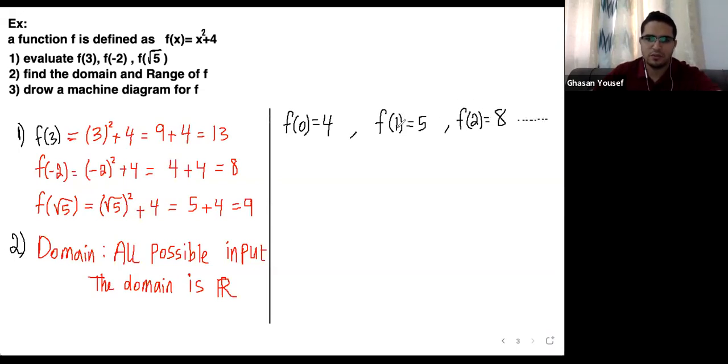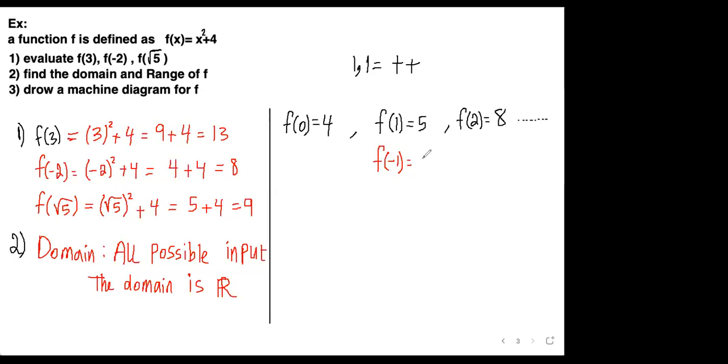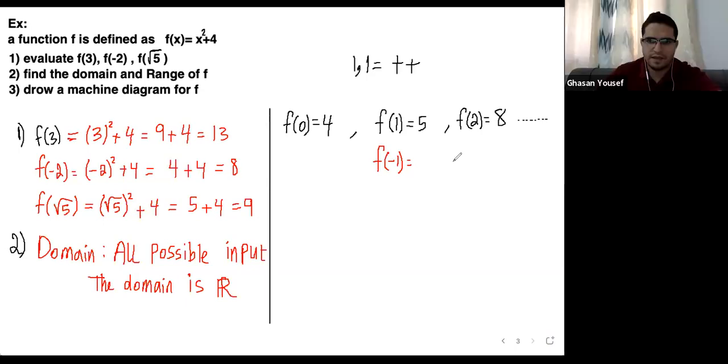If I also plug 1.1, for example, they will give me a positive number, but this positive number is greater than 4. The positive numbers will be greater than 4. Now, if I plug negative numbers, starting from f of 0, f of minus 1, what will they give me? It'll be a positive number, 5. 5 again. What about f of minus 2?